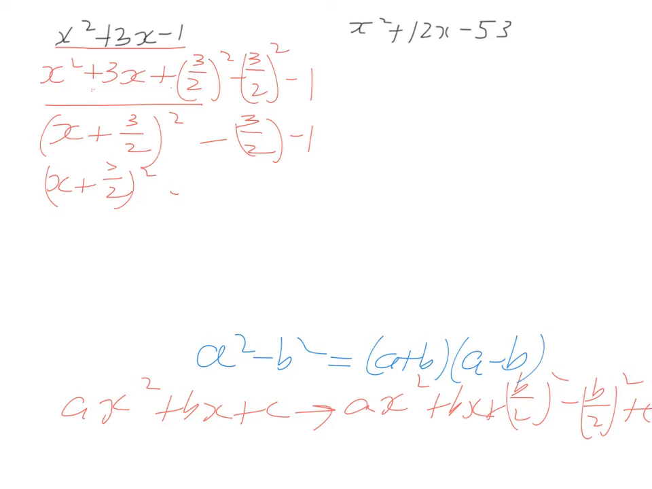Hang on, that's not 5 over 2 and 3 over 2. Backtrack a little bit here. We've got to square it. We square that, so it becomes 9 over 4, and we want to write this as a fraction over 4, so 4 over 4. So then from there we've got (x plus 3 over 2) squared minus 13 over 4.